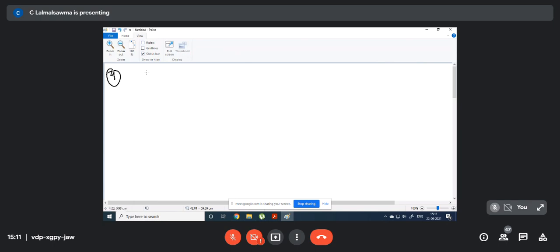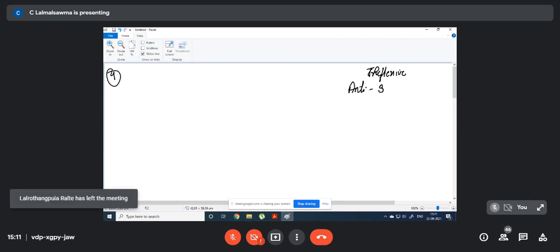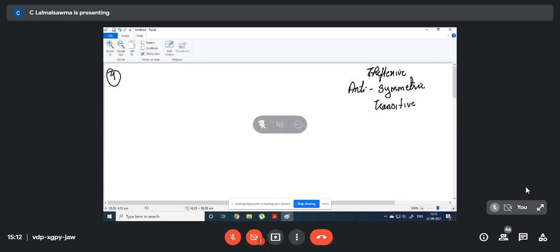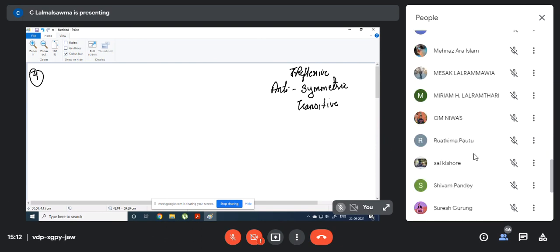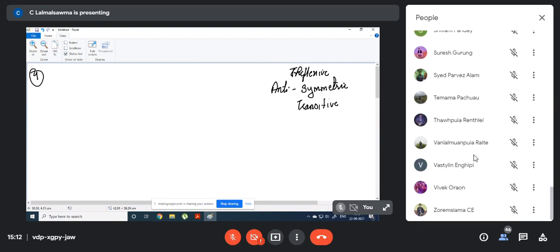A partial order relation is reflexive, anti-symmetric, and transitive. It is not symmetric. The difference between symmetric and anti-symmetric is what happens when we reverse the pair. I will explain in the solution. First, let me write the question.